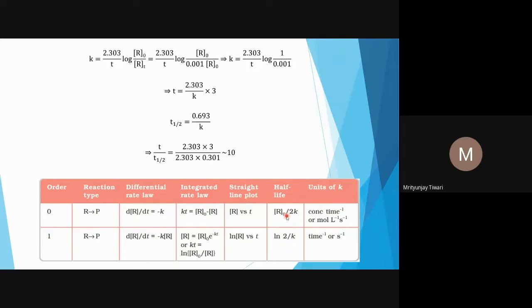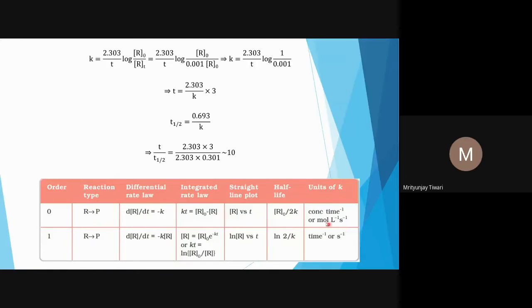Half life of the zeroth order reaction is equal to [R] naught divided by 2k, where [R] naught is the initial concentration, and for the first order reaction the half life is equal to 0.693 divided by k. 0.693 is nothing but ln 2, because log base e of 2 is equal to 2.303 into log base 10 of 2, and log base 10 of 2 is 0.301. So, 2.303 into 0.301 we obtain as 0.693. So, ln 2 by k is nothing but 0.693 by k.